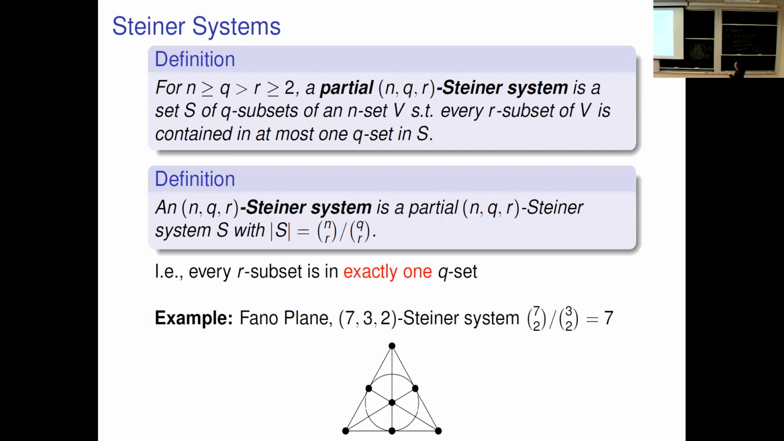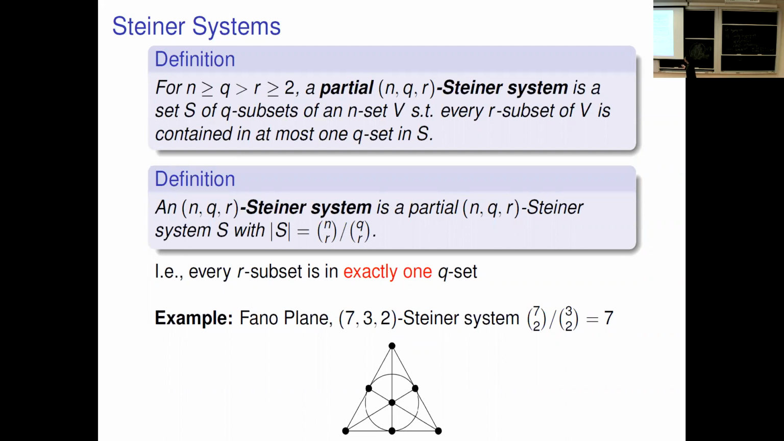But if you have the property that the r-element subsets live in at most one q-element subset, this is a partial one. So the largest possible ones are going to be full Steiner systems. And when q is equal to 3 and r is equal to 2 is sort of a special case. These are called triple systems. And these are really important in number theory, for instance. And there are a lot of really important questions in design theory about these objects.